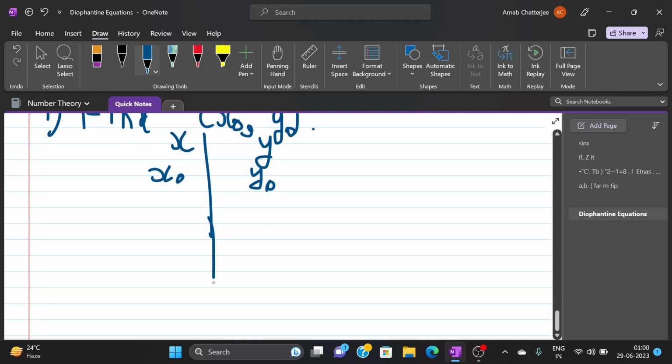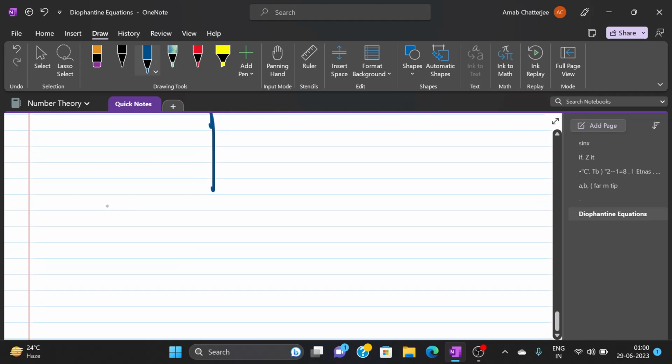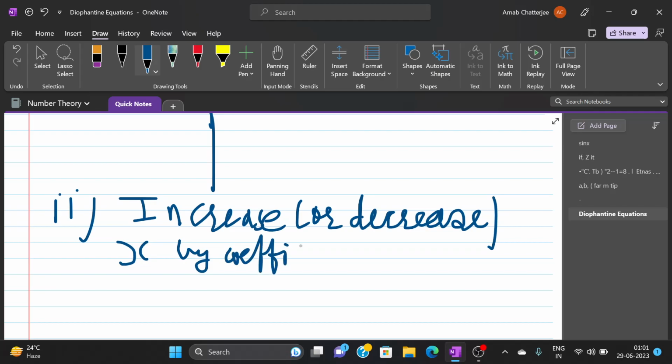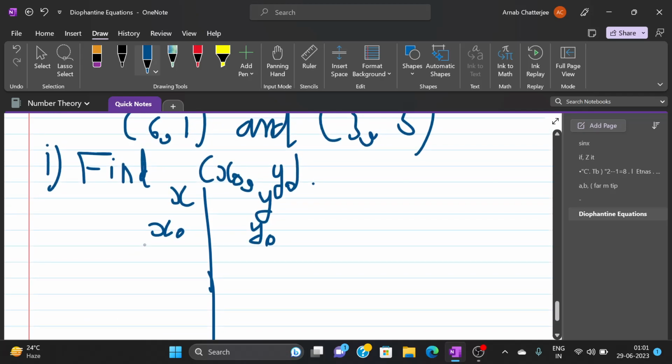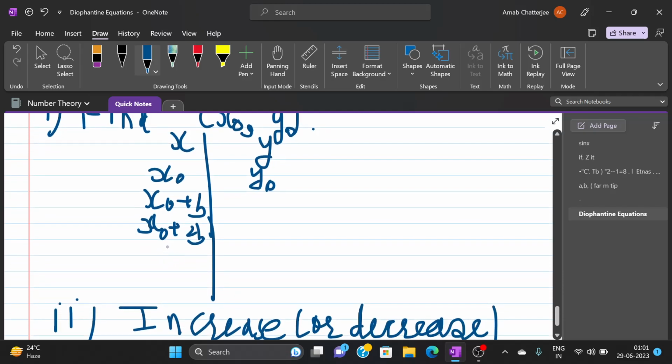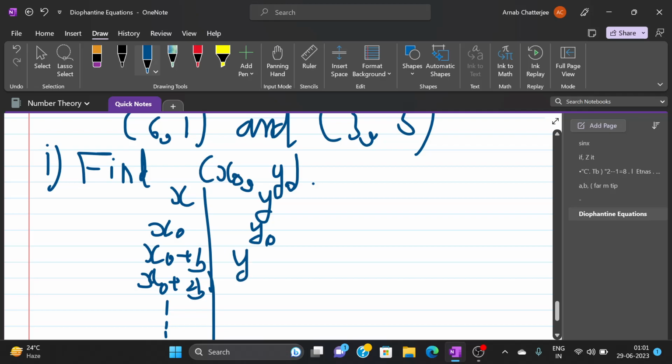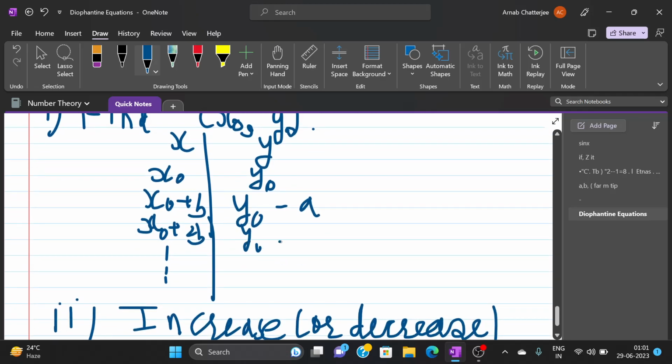Now what we will do is write the coefficients. The next step is to increase or decrease x by the coefficient of y. So the next few solutions will be like x naught plus b, x naught plus 2b, and so on. And when you increase x, you will decrease y with a. So the solutions will be y naught minus a, y naught minus 2a, and so on.